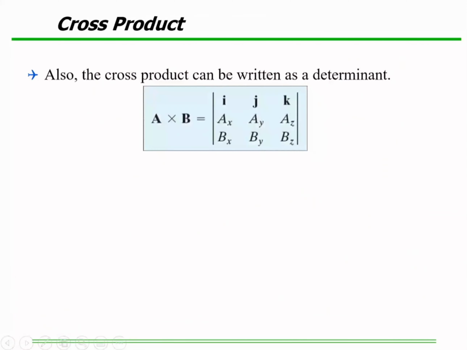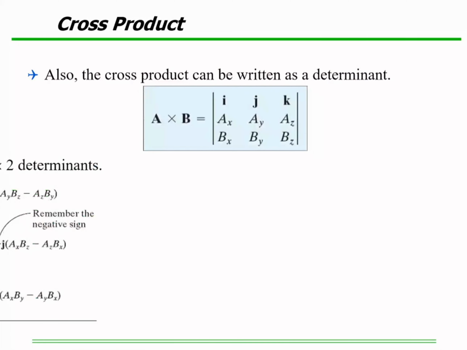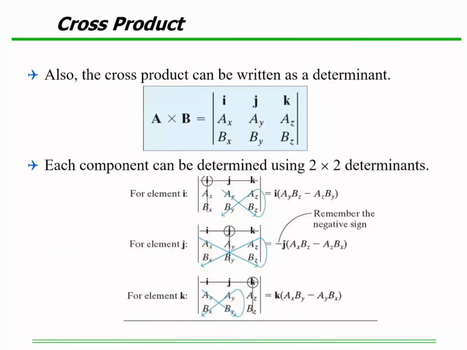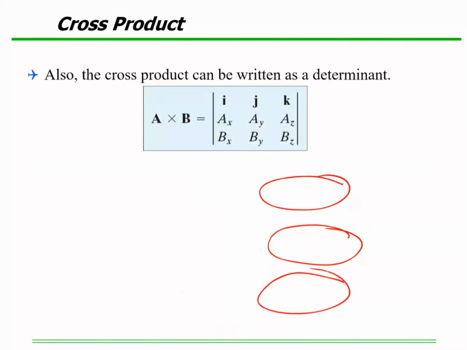Remember this matrix? You can also write it in this form and find the determinant. I'm not going to teach you a determinant now. You already know this. So for the I component, you get this value here. For the J component, you know why there's a negative here. And then the K component is here. This is exactly the same as given here.